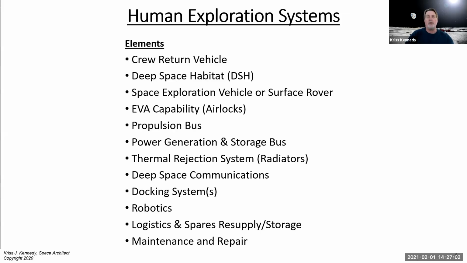This is a reminder of human exploration systems. You have a number of elements that have to work together to enable and meet all the mission objectives. Elements such as the crew return vehicle, a deep space habitat, exploration vehicles or surface rovers, EVA capabilities, propulsion if it's an interplanetary transportation, power generation and storage, thermal rejection systems or radiators, deep space communications, docking systems, robotic systems, logistics and spares, resupply and storage, maintenance and repair.